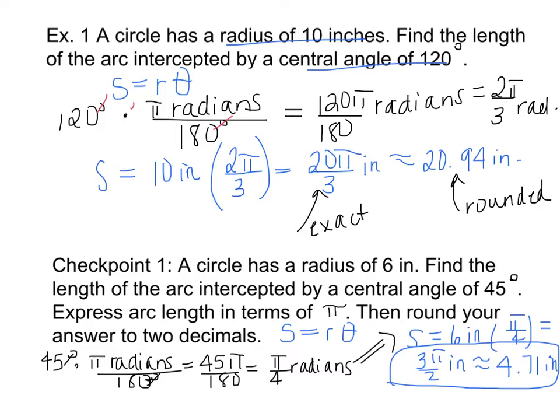And as you can see, I changed the 45 degrees to radians, so it was pi/4 radians. And I plugged that in my formula for my central angle, multiplied it by 6 inches, and I simplified it and got 3 pi/2 inches, which is approximately 4.71 inches.